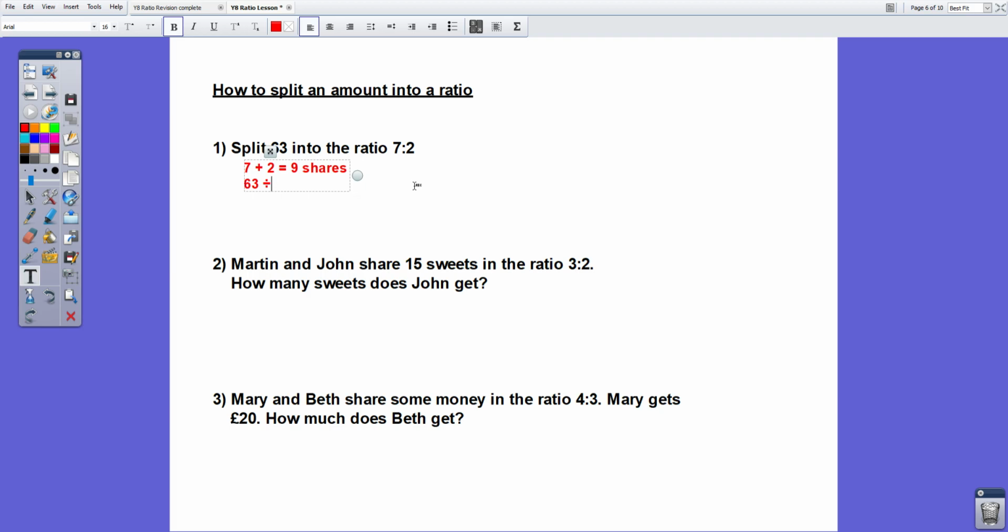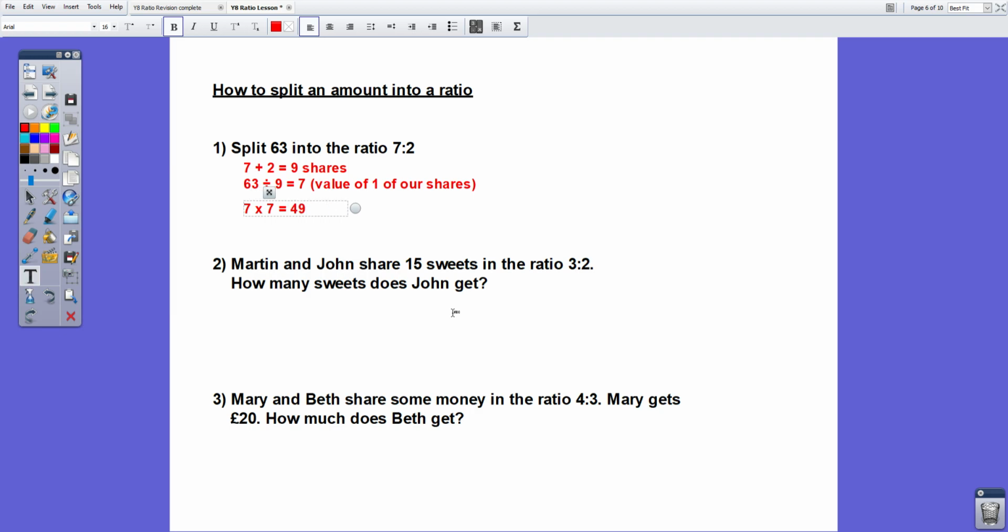So we've got to divide that by 9 to find out what one of the shares is. And 63 divided by 9 is 7. So that is the value of one of our shares. Now in this group we've got 7 shares, so we need to know the value of 7 shares. Well, 7 times the value of one of our shares is 7. 7 times 7 equals 49.